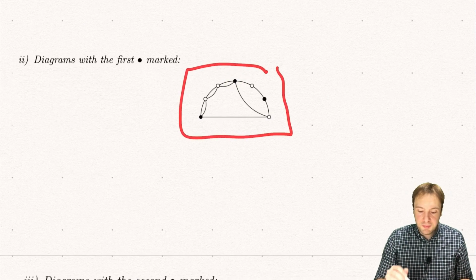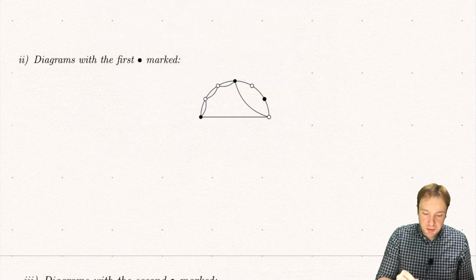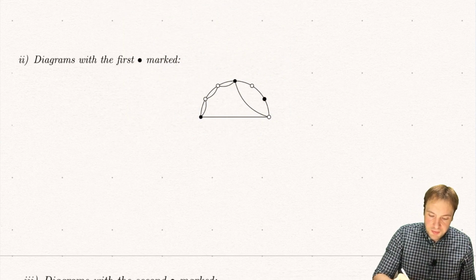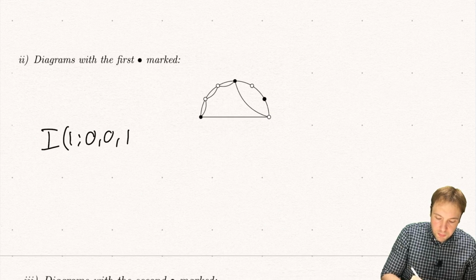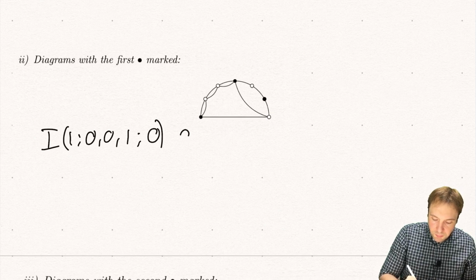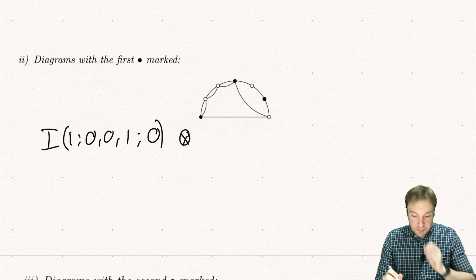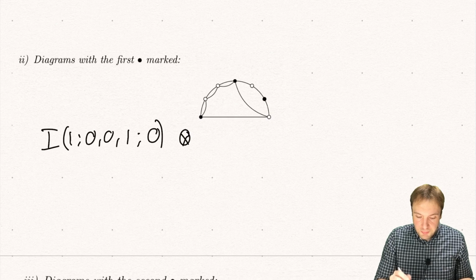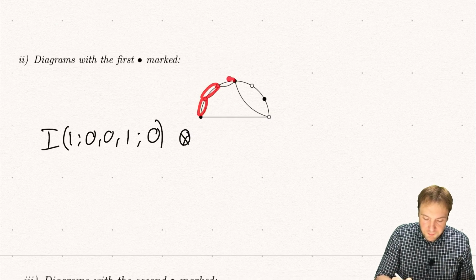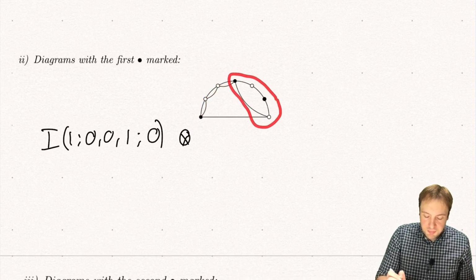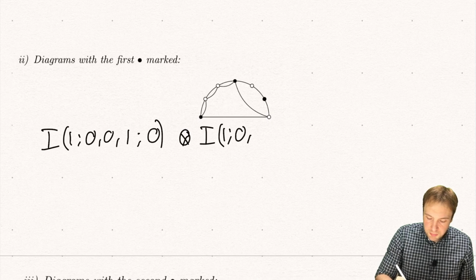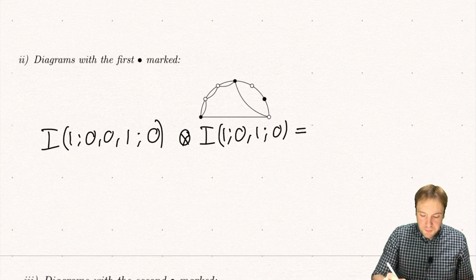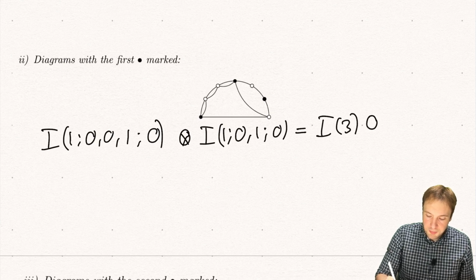And then the claim is this diagram here is the only contribution to our coproduct. So what is on the left-hand side is everything we choose. So we choose 1, 0, 0, 1, 0. And on the right-hand side, we choose the product of everything in between. So here, if I have neighbors, the thing in between is always 1. So the only interesting part here is this iterative integral, which is 1, 0, 1, 0, 1, 0. So on the left-hand side, we have I3, and on the right-hand side, we have I2.